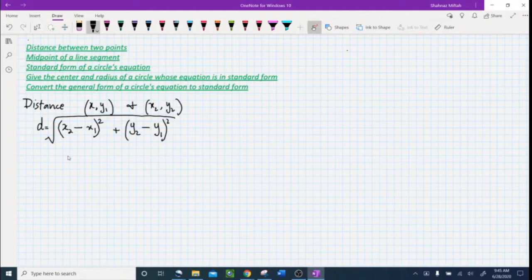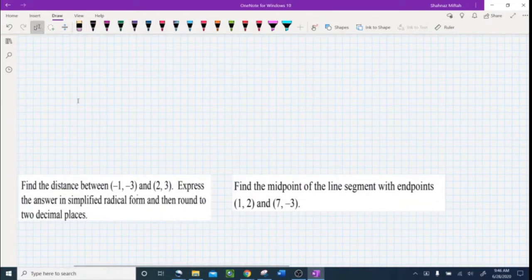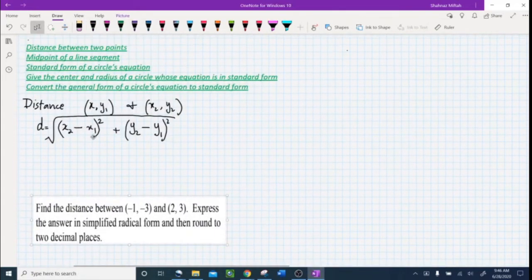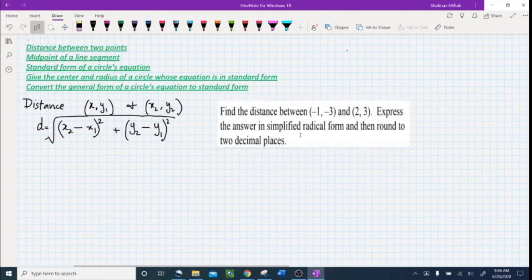Okay, now I'm going to give you an example for the distance formula first, which is right here. I'm going to move this example up there so we can do it. Okay, right there. So find the distance between (-1, -3) and (2, 3). Express the answer in simplified radical form and then round to 2 decimal places. Guys, every time please read the question very carefully, okay? Anytime you are doing any test, read the questions carefully.